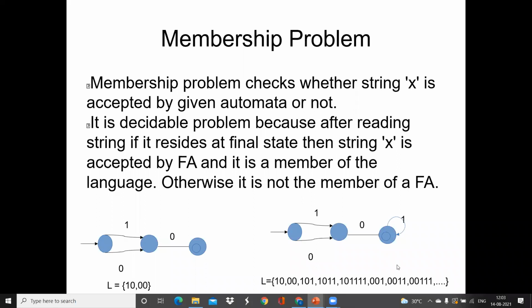Now here, in this case, you will say this is the language which this finite automata is accepting. So you just have to give multiple strings that consist of 0 and 1 and check whether, after processing that string, you reach the final state or not. So this is also a decidable problem.